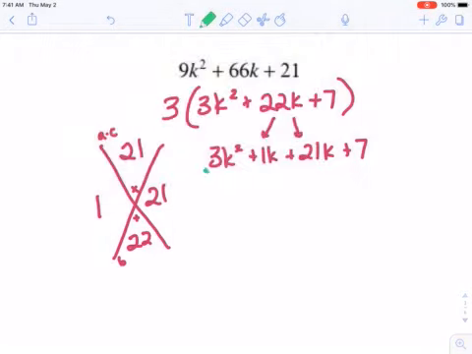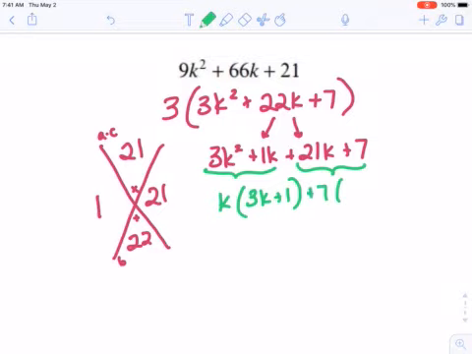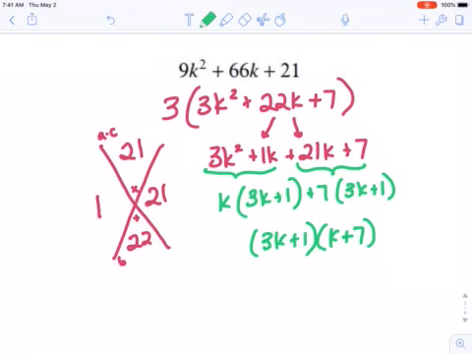So I'm going to take these first two, and I can take out a k. So I've got 3k plus 1 left over. And between these last two, I can take out a 7. So I've got 3k plus 1. And the goal here is for these two parentheses to match. So I did good. I know that we're on the right track here. So then I take out the thing that's in common, which is the thing in parentheses, 3k plus 1. And then I write what's left over, k plus 7.